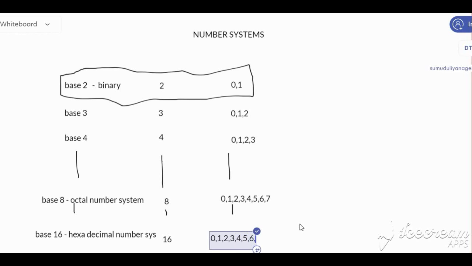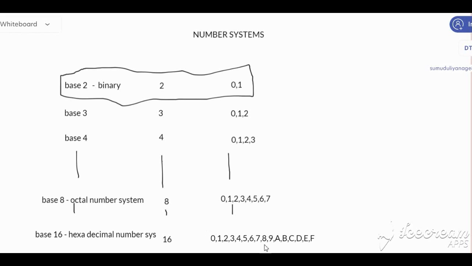5, 6, 7, 8, 9. Can we write 10? Again you will see this 10 is 1 and 0, so you can't write 10. There should be 16 symbols to represent a hexadecimal number. But you can't write 10 because 1 and 0 is already there. So instead of 10, you write A. And B and C, D, E and F. Yeah. These are the symbols.